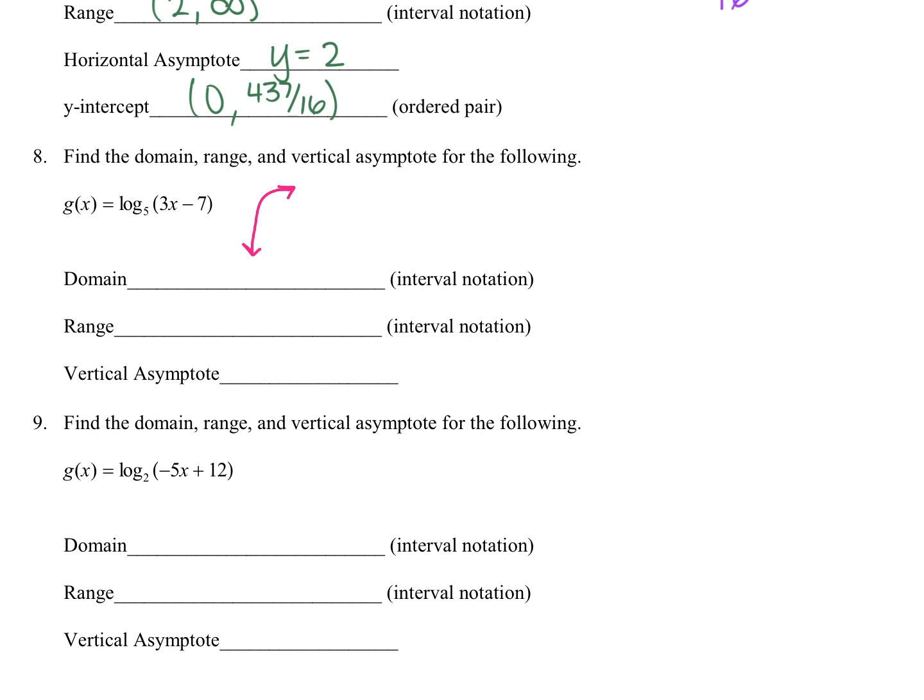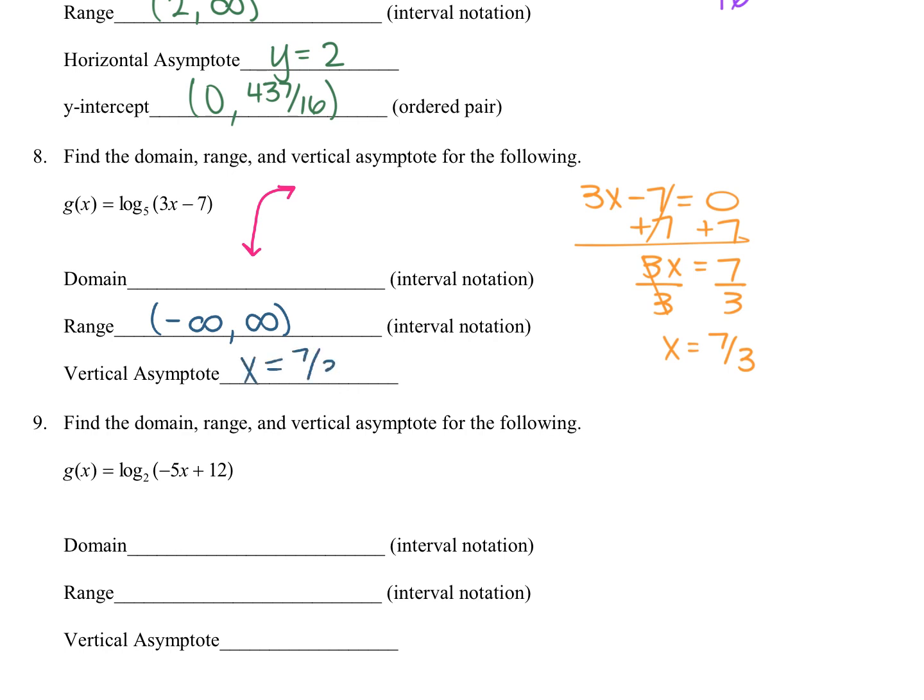For number 8, it gives you g of x is equal to log base 5 of 3x minus 7. The base on that log, which is the 5 right now, is irrelevant. We're looking at what's inside. We said the first thing that we're going to put down is what? The range, which is from negative infinity to positive infinity. Next, we use your parentheses. Inside the parentheses, you have 3x minus 7. Set it equal to 0 and solve. Move your 7 over, adding it to both sides. That gives you 3x is equal to 7. Then divide each side by the 3. And you get that x is equal to 7/3. Automatically, that is your vertical asymptote. So you can put that down as your vertical asymptote as x is equal to 7/3.